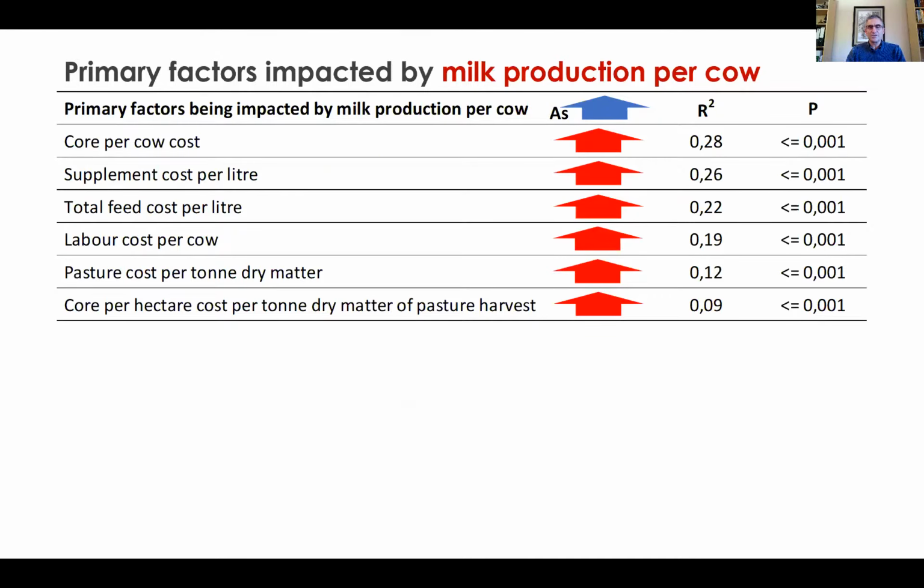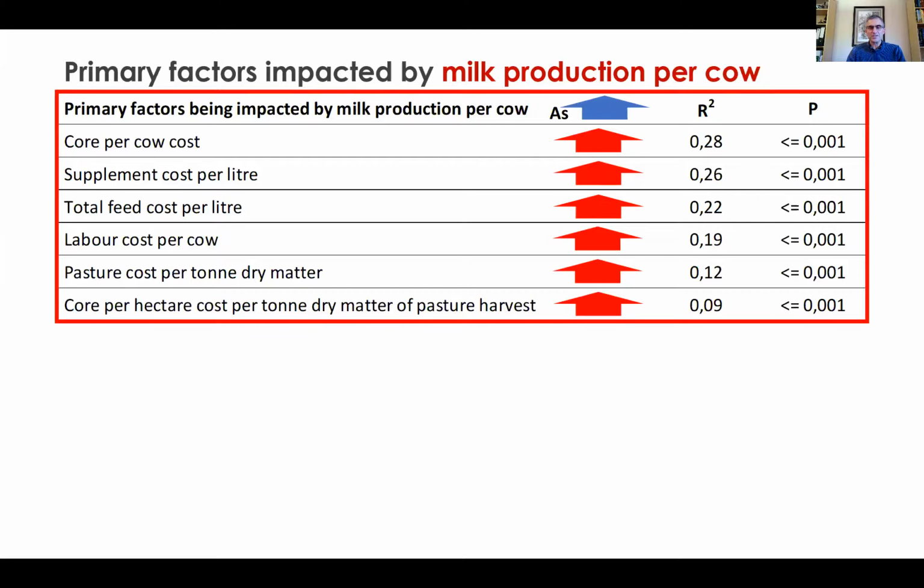This table outlines the impact of increasing milk production per cow. In summary, the primary impacts of increasing milk production per cow on the performance of a pasture-based dairy business are from higher supplement and total feed cost per litre, higher core per cow cost, higher labour cost per cow, higher pasture cost per tonne dry matter, and higher core per hectare cost per tonne dry matter of pasture.